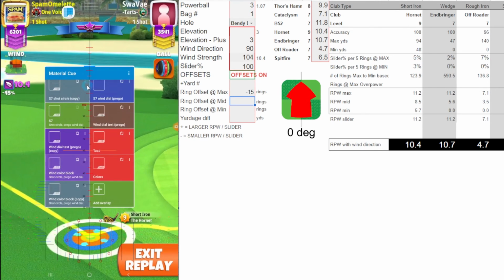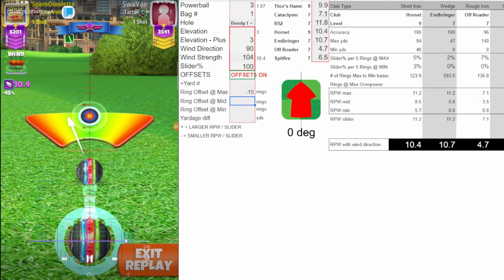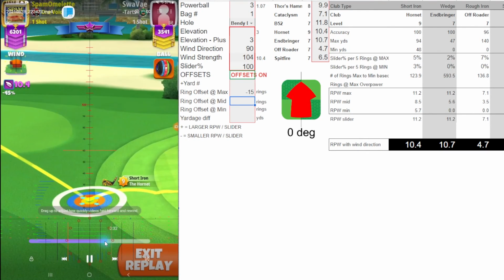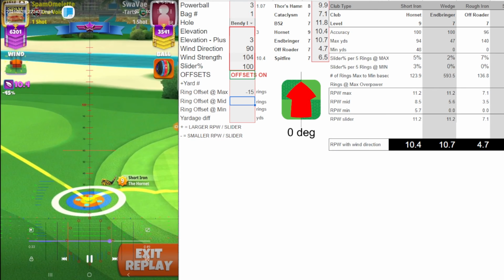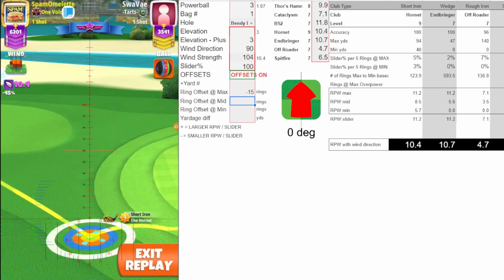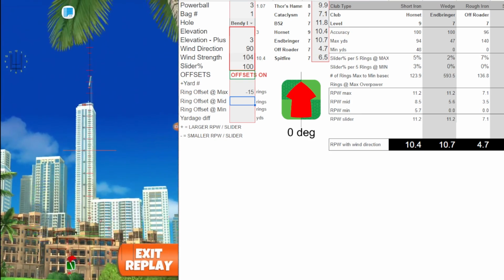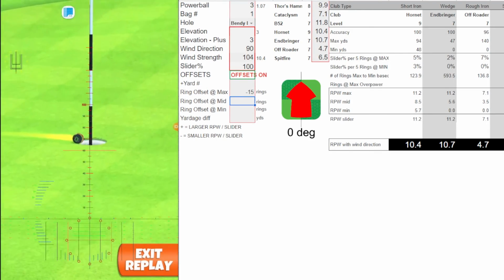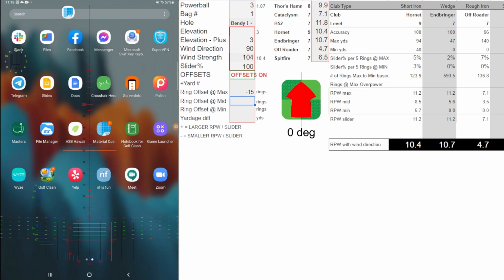Let me back this up so you can see the actual pull. Yeah, it'll be the 10.4 ring pull. Unfortunately, I hit perfect. I got the drop. That's pretty much it. Alright, thanks.